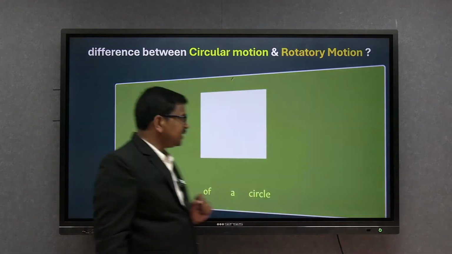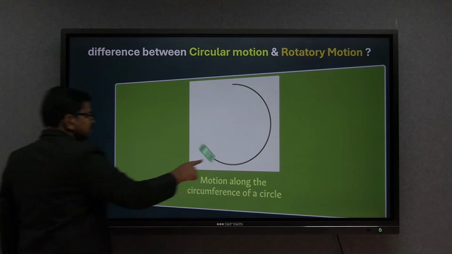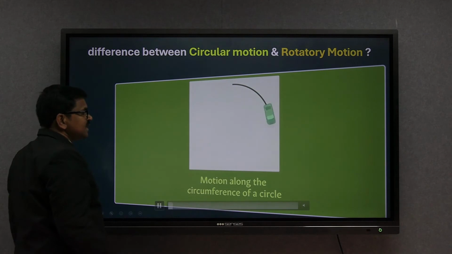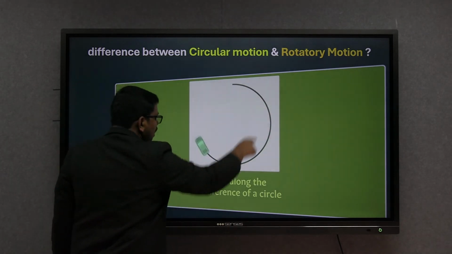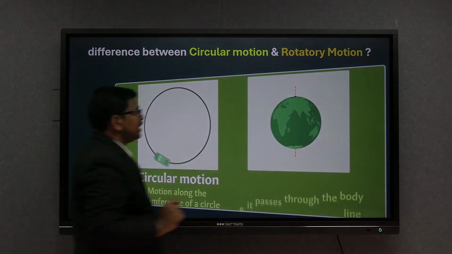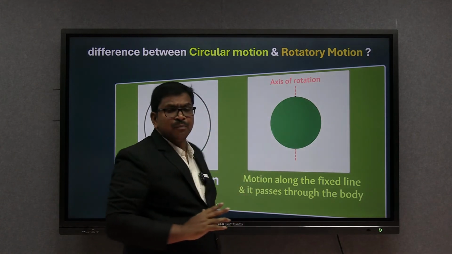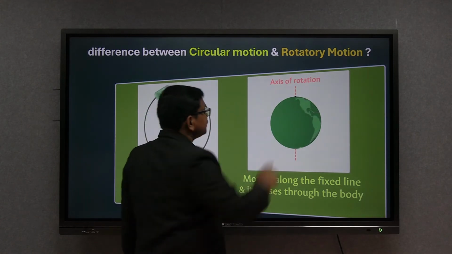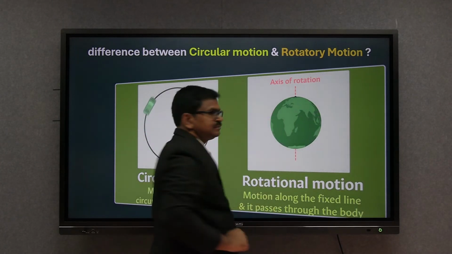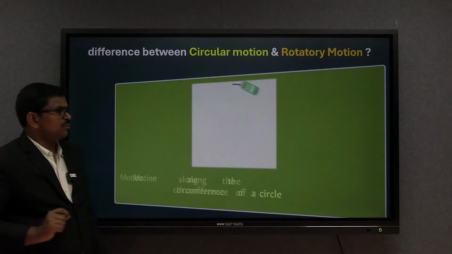To understand that in a better way, let us watch a video here. Here if you observe, motion along the circumference of the circle, the path itself is the circular path. It is circular motion. But the motion of an object around a fixed line also looks like circular, but the axis of rotation is passing through the object in this case. It is called rotation. So this is the main difference between circular and rotatory motion.